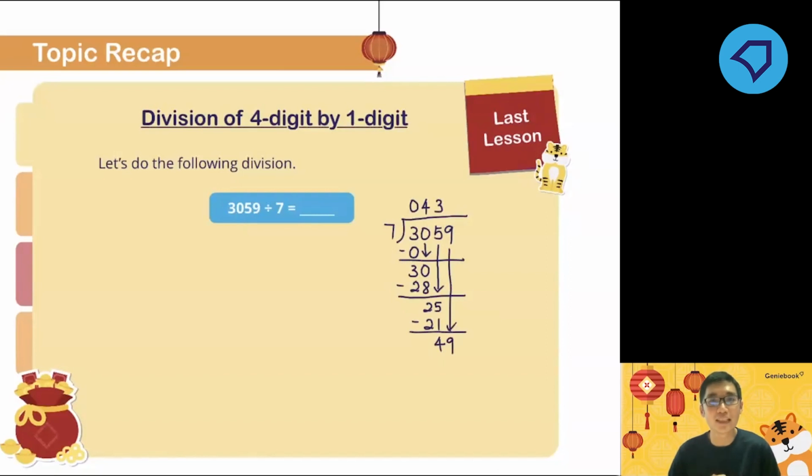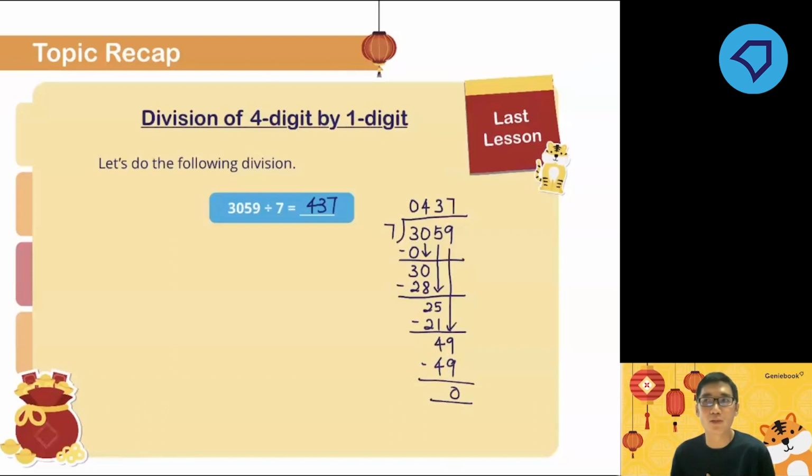And finally, we bring down our last digit, 9. So here I have 49. So 49 divided by 7. Yes, 7 multiplied by 7 gives us 49. And there we have it. When we subtract, we have nothing left, no remainder. So therefore the quotient or the answer to this question here is 437. Brilliant.